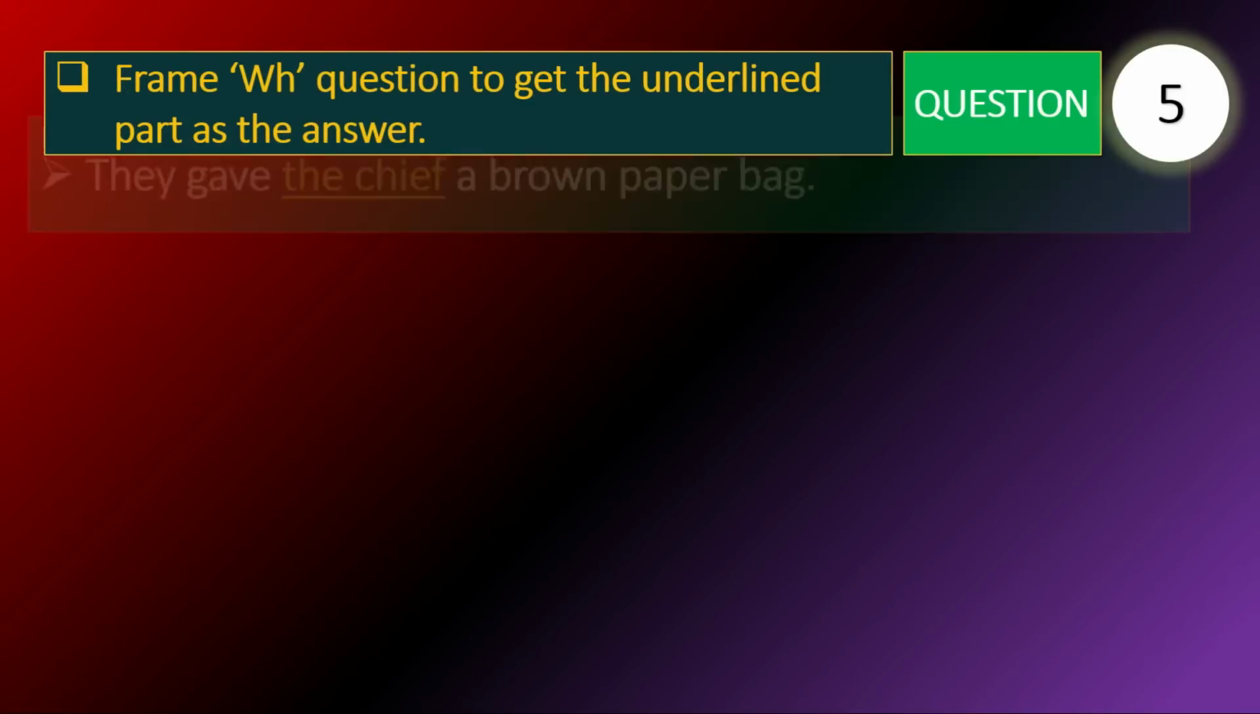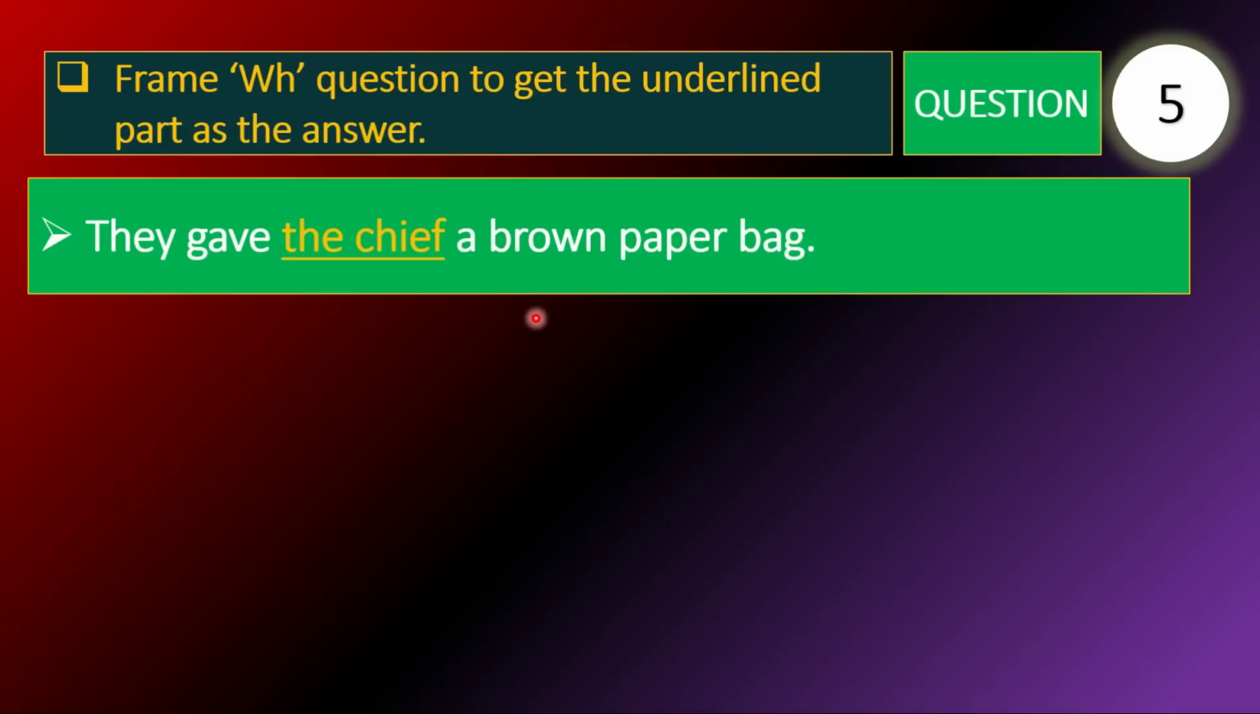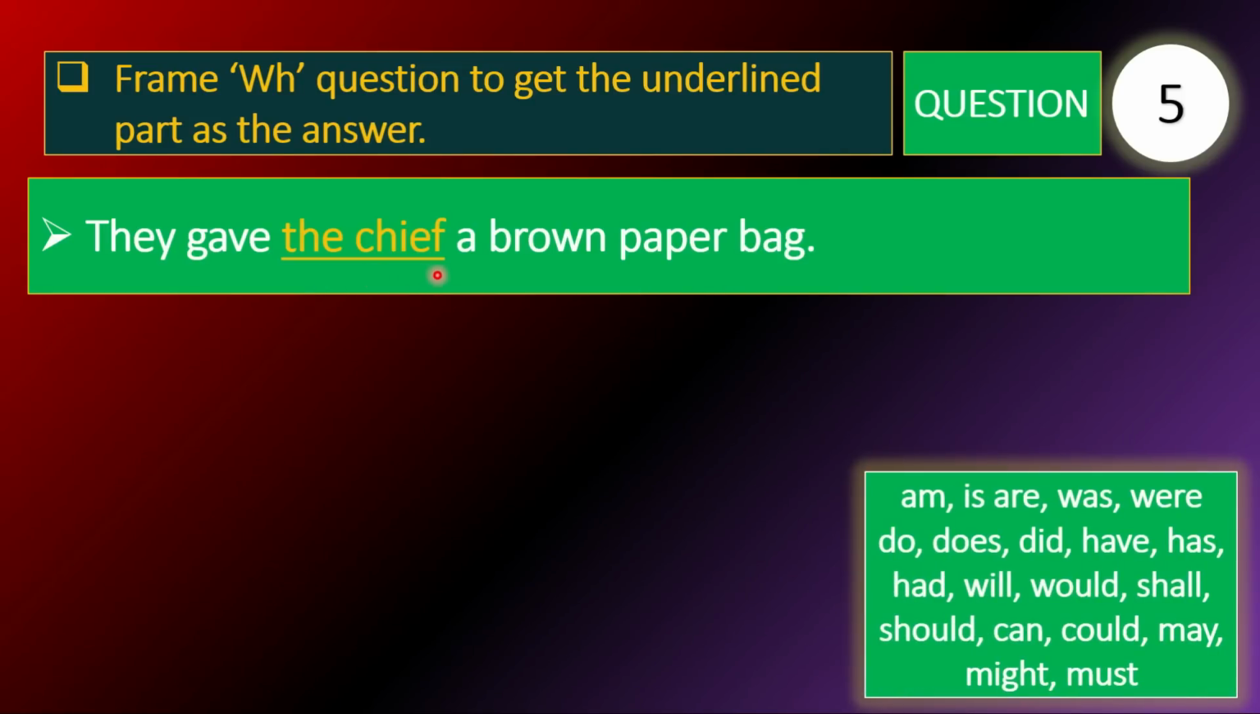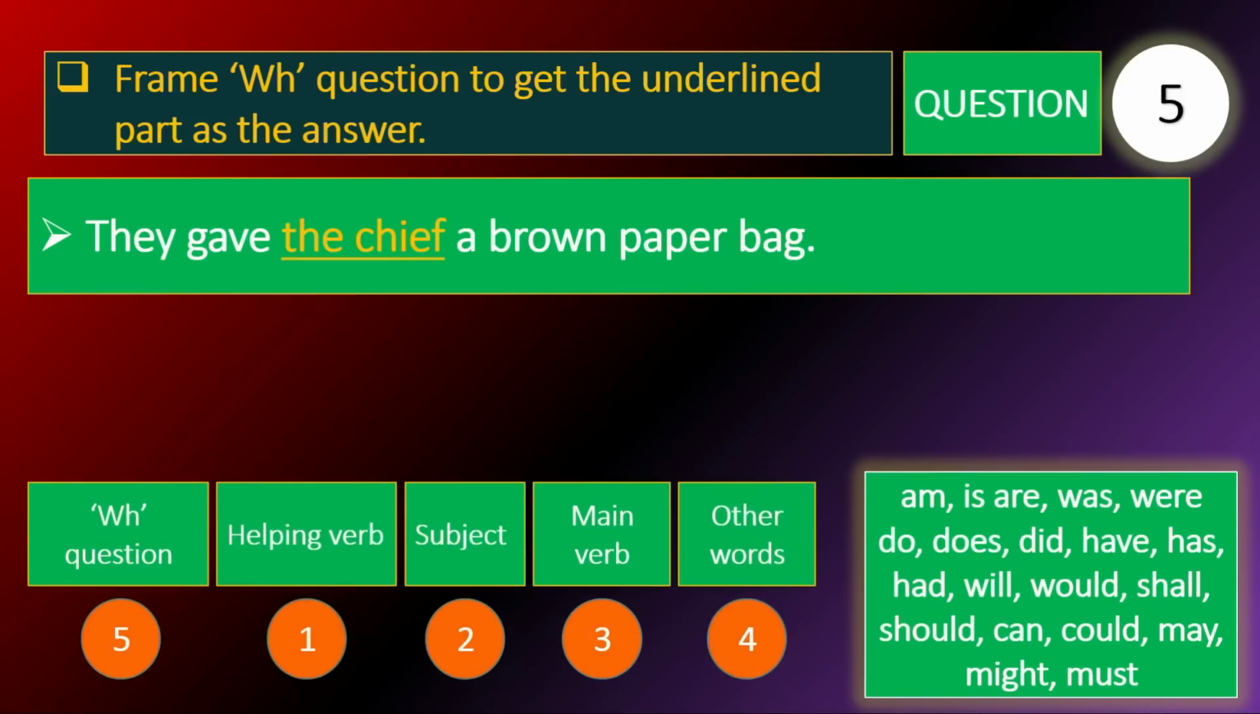Now let's look at the fifth one. They gave the chief a brown paper bag. Here the underlined part is the chief. They gave a brown paper bag. Now here, to somebody. We understand that they gave a brown paper bag to somebody. Now that somebody is the object here. So if you are asking about the object, you can use either what or whom, but here the chief is a person, so you have to use whom.